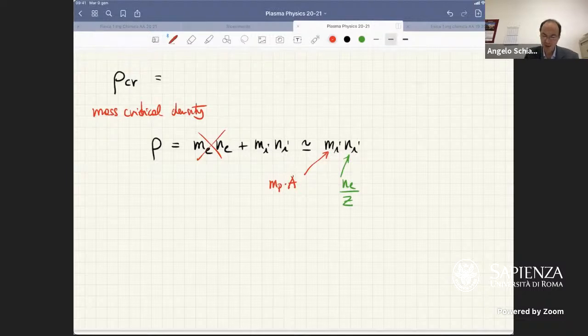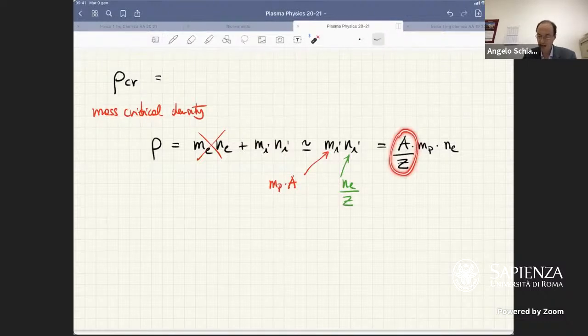So we can express the density of the plasma, the mass density, as A times the mass of the proton times the number density of the electron divided by Z. So we have this factor here, A over Z, and then we have a physical constant, the mass of the proton, or proton mass. Let me write it.